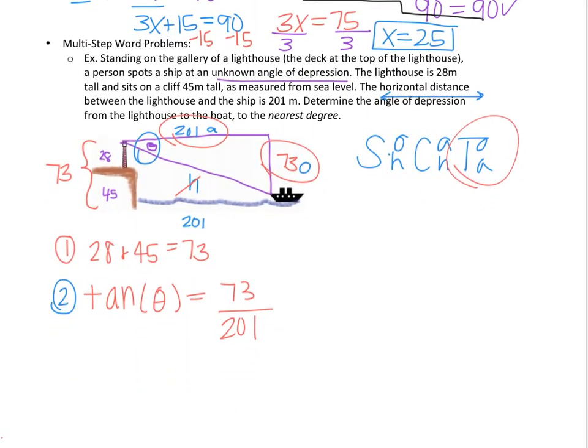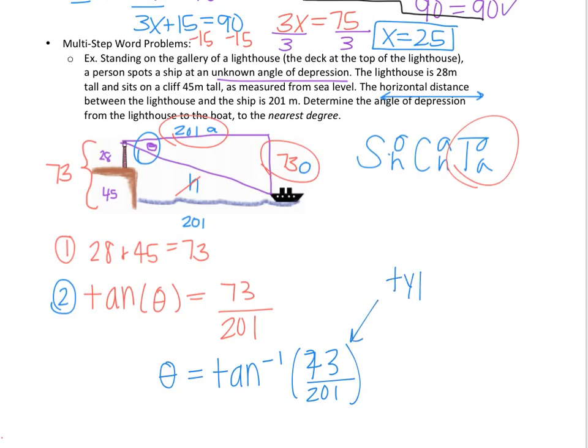Remember, this is not a put over 1 and cross multiply problem. If we find angles, we have to use inverse. So theta equals tangent inverse of 73 over 201. This gets typed into the calculator. Also, you want to make sure that your calculator is in degree mode.